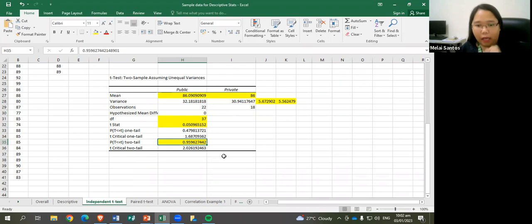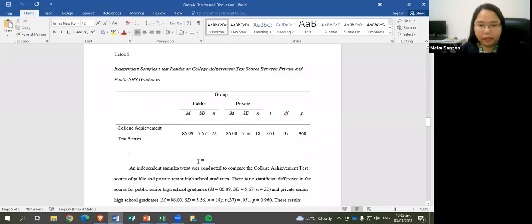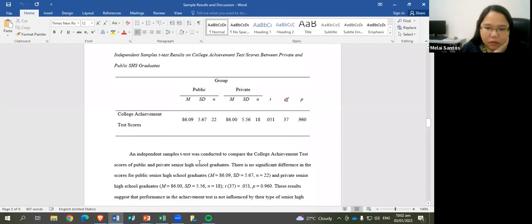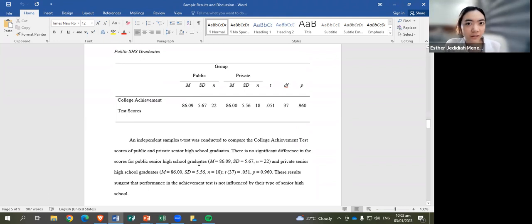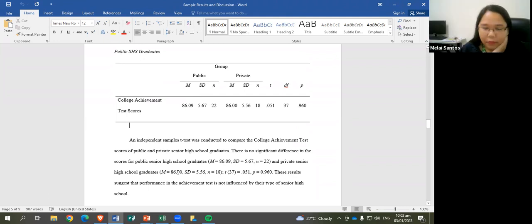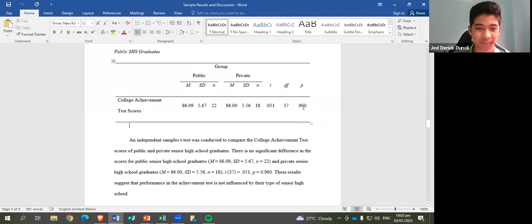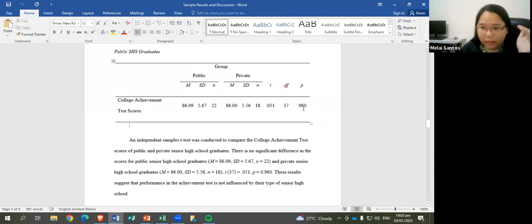0.960. Is it higher or lower than the p value? What's our p-value, the most important value that you have to remember? 0.05. Is 0.960 higher or lower than 0.05? Higher. Yeah, that's higher. So meaning we have to accept the null hypothesis. That is why there is no significant difference because it's there.